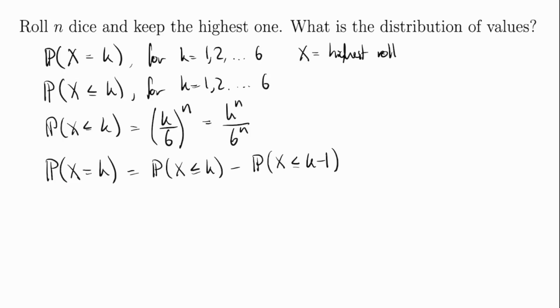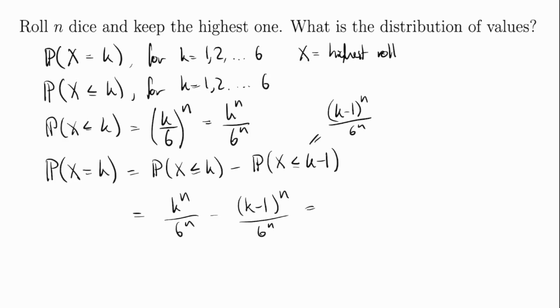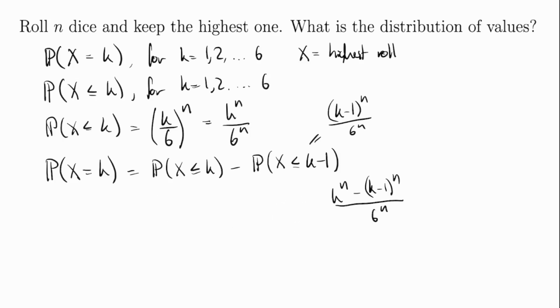And here this is actually given by the same formula. So this right here is just k minus 1 to the n over 6 to the n by the same logic. And so this is actually just given by k to the n over 6 to the n minus k minus 1 to the n over 6 to the n. And we can just add them under the same denominator, and this is equal to k to the n minus k minus 1 to the n over 6 to the n. Alright, so we found our expression for the probability that x is equal to k for any k from 1 to 6. And so let's try an example.